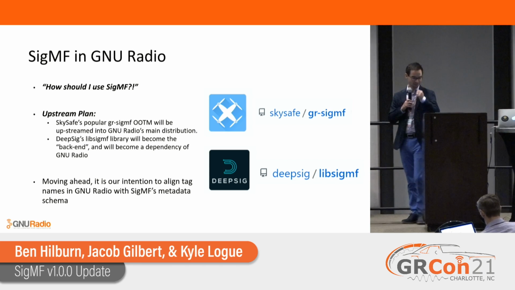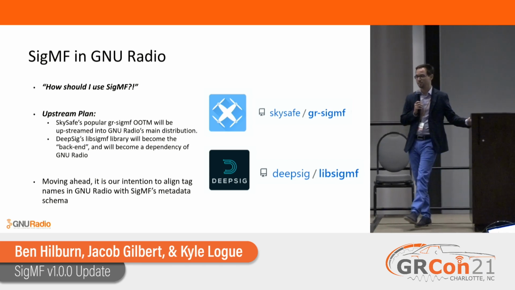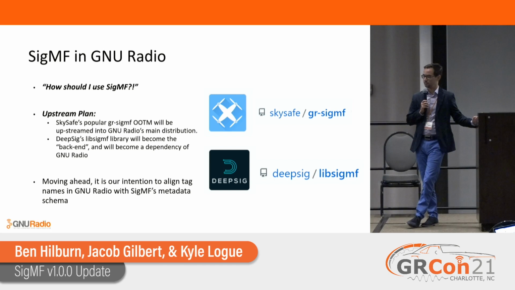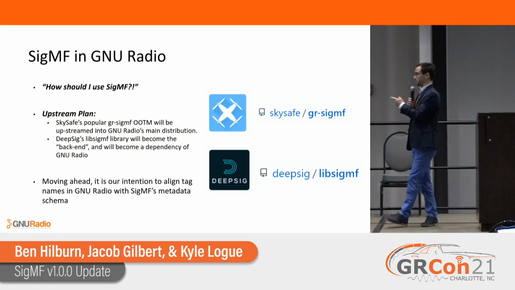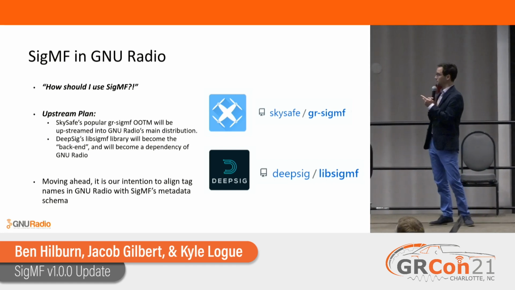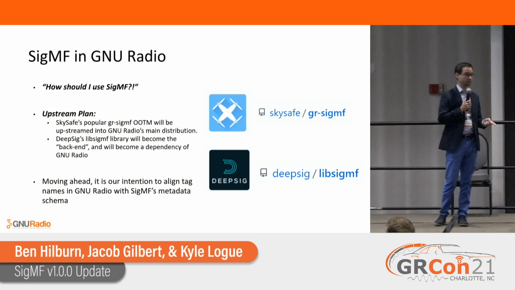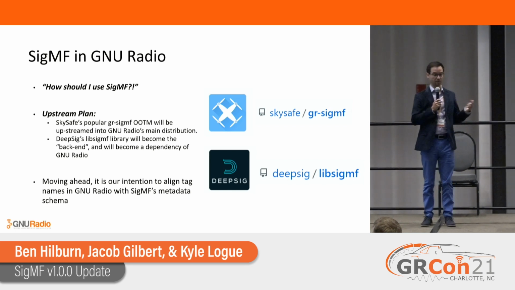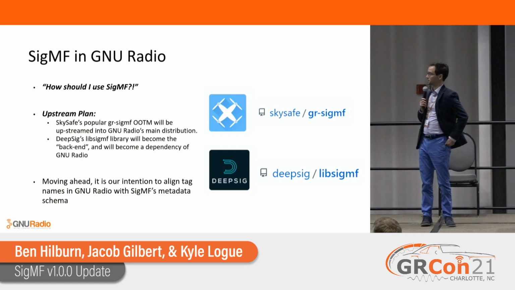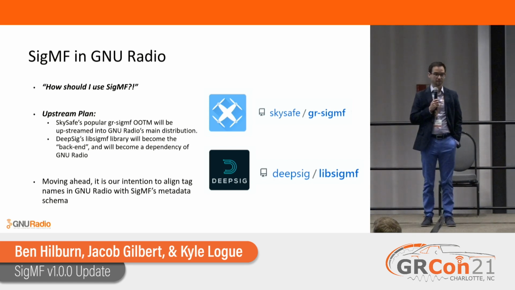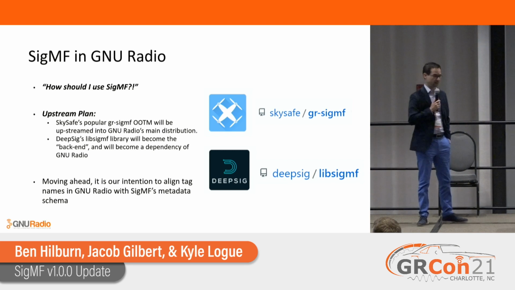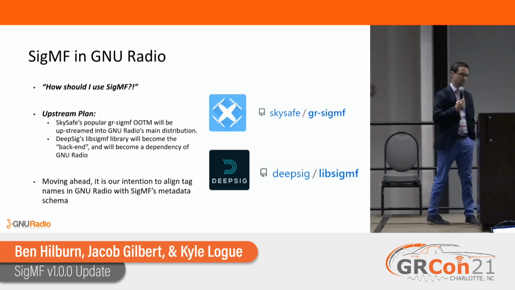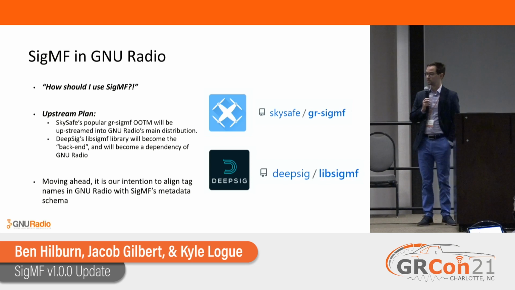So another question. Up to this point, there has not been an upstream way to use SigMF. Everything was out-of-tree modules. Calling out especially SkySafe. So there were 2 implementations of GR SigMF. One very early that was written by a student who's now part of LibreSpace on a Google Summer of Code project in 2017, I think, actually. SkySafe's implementation of GR SigMF has kind of become the de facto standard. And that out-of-tree module is now going to be upstreamed into GNU Radio and will be officially part of GNU Radio's core distribution.